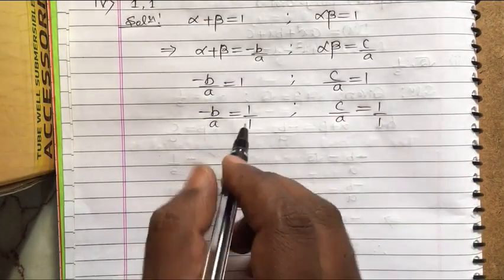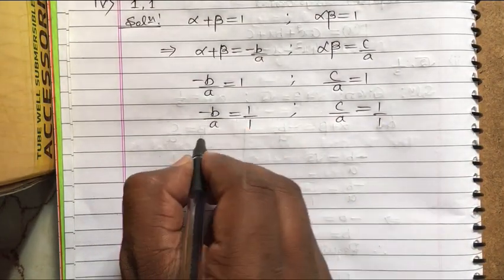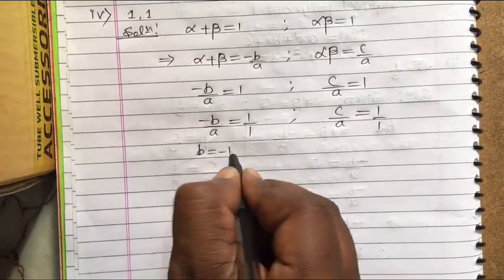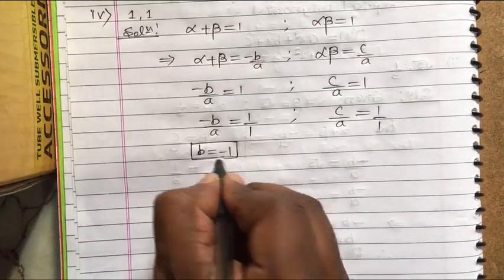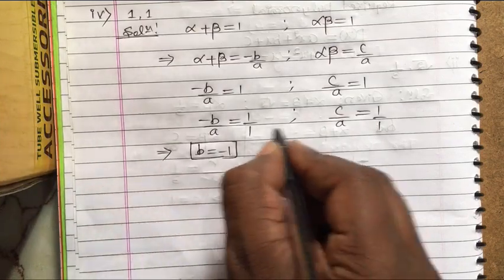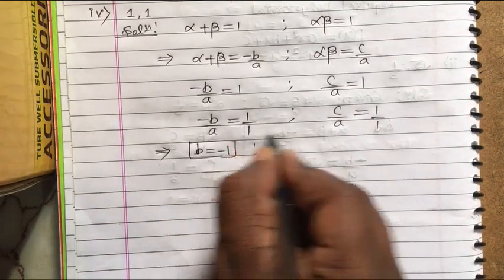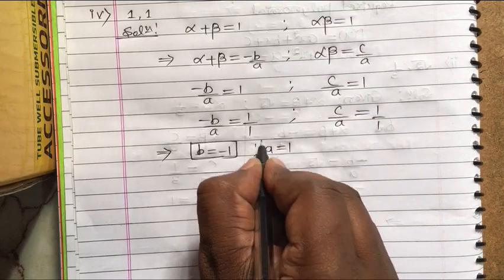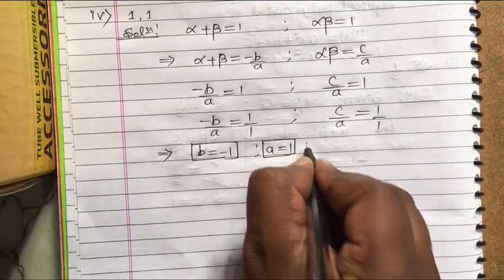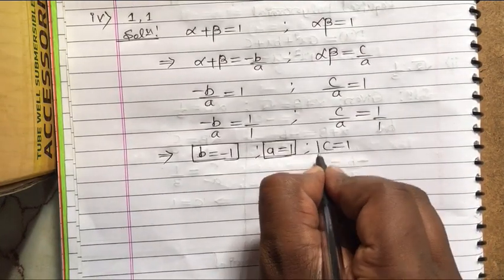Compare the ratios now. So minus b equal to 1 means b equal to minus 1. We have got the value of b, and then a is equal to 1. So both the sides it is 1, so you don't have to multiply and divide by any number. And then c is also 1.